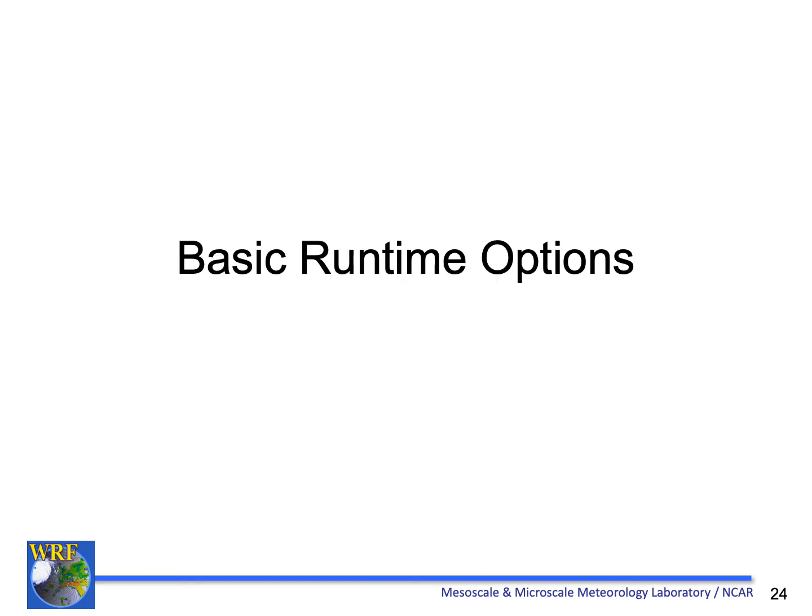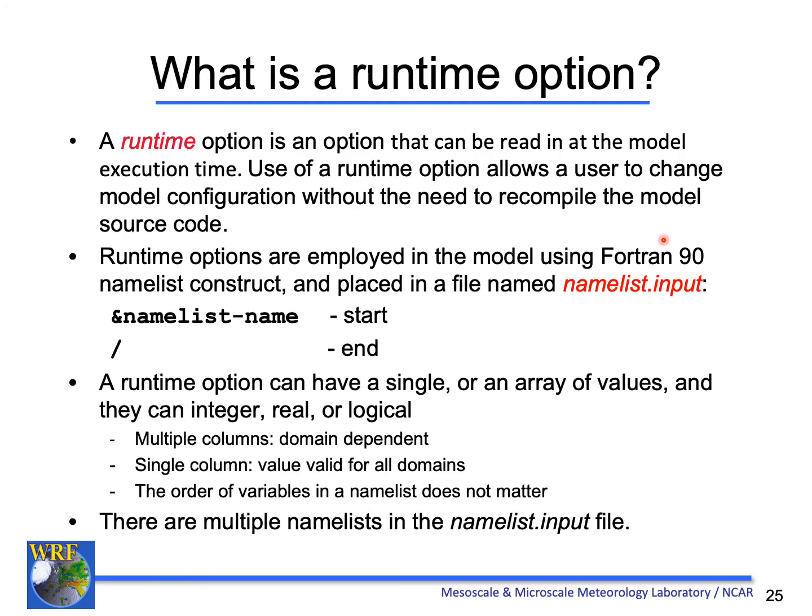The next topic for this talk is to go through some basic runtime options. Before we go through some of the runtime options, we will just say a few words about them. A runtime option is an option that can be read in by the model during its execution. It allows a user to change model options without the need to recompile the source code.